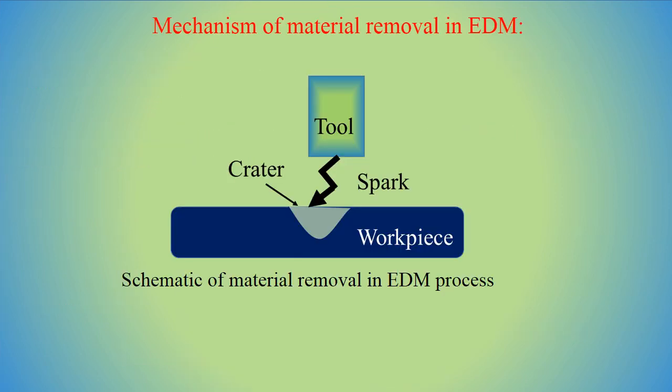This is the schematic of the material removal mechanism. When electrical pulses are applied, there is a formation of an electrical spark, and this spark removes the material in the form of a crater. So this is known as a crater, the material which is removed from the workpiece. Here the workpiece and tool have to be electrically conductive, otherwise we can't remove the material. This is a very important criterion for the tool and workpiece material.